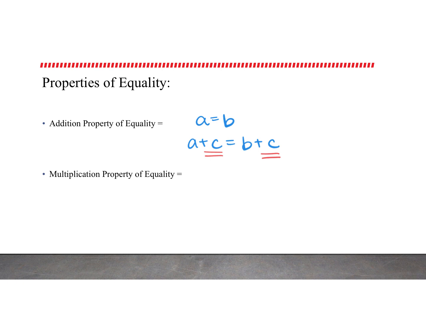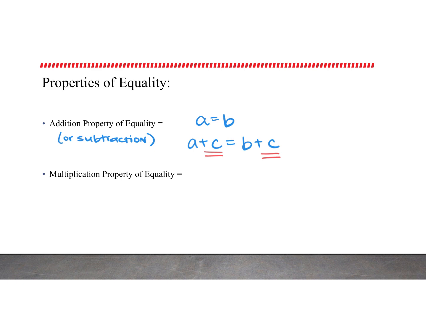The same is true as if we subtracted. So even though we call it the addition property of equality, this is also subtraction in here. So we could also subtract something from both sides and it still be true.